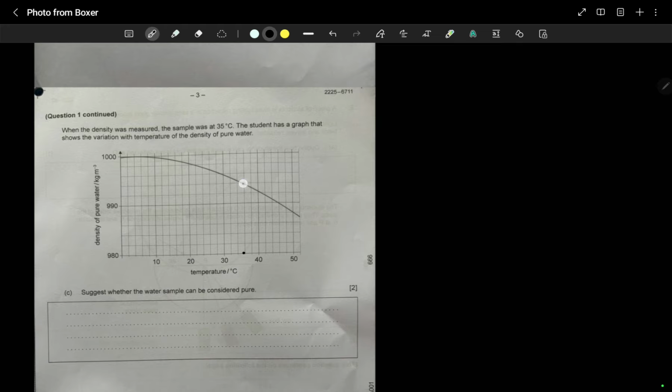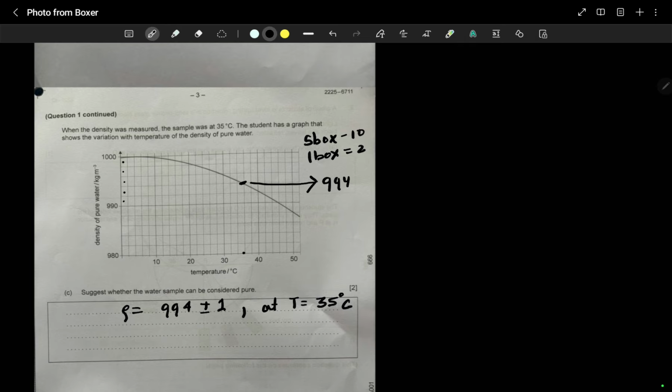Right? If I look at the value, it is around 990 and then 1, 2, 3, 4, 5. Five boxes is a difference of 10, so one box is a difference of 2, and there are 2 boxes above 990, so it reads 994, right? So the value of density reads at 994. The acceptable values are plus or minus 1. You can write 993 or 995 also. And this is at a temperature of 35 degrees Celsius. This is what the graph reads.